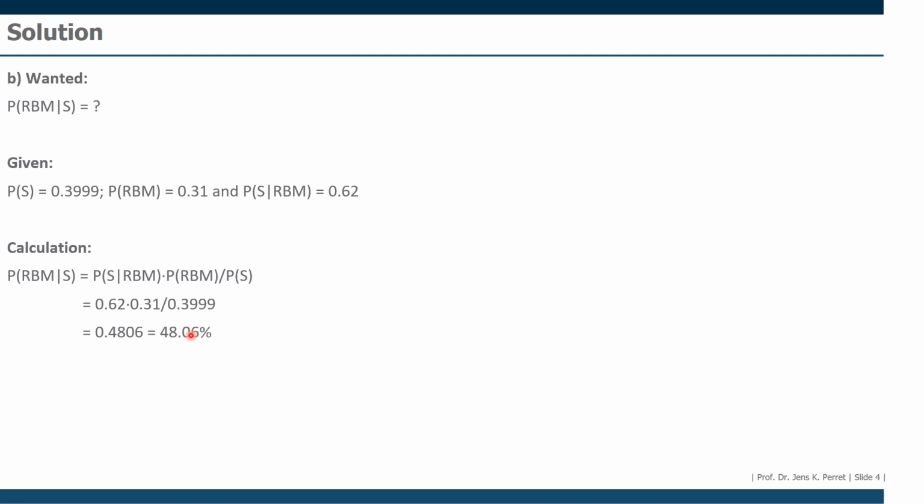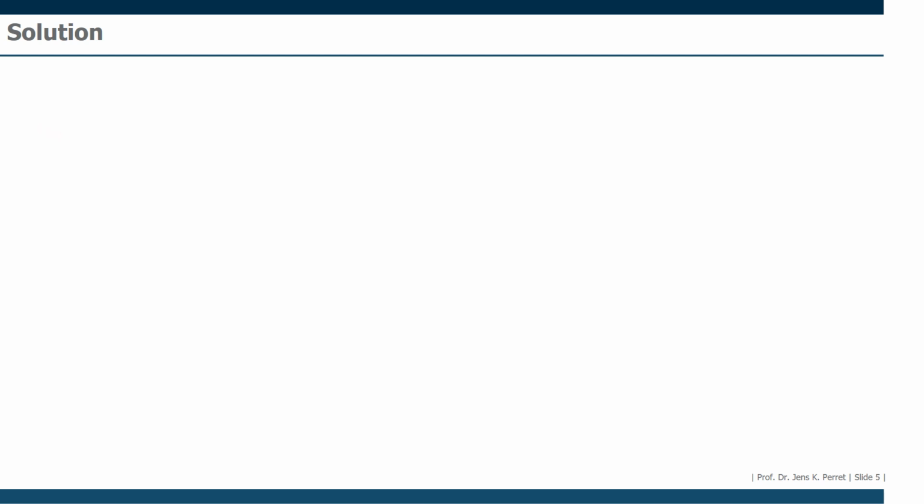48.06%. 48.06%, that if I meet a random student in Spain, he will study RBM. So roughly 48% of a chance. Well, that was already the second part. So let's turn to the third and final part.